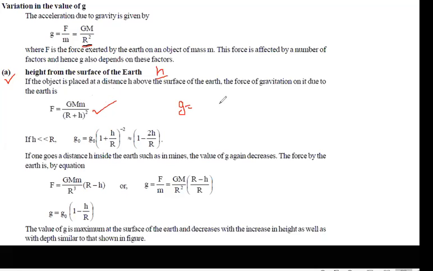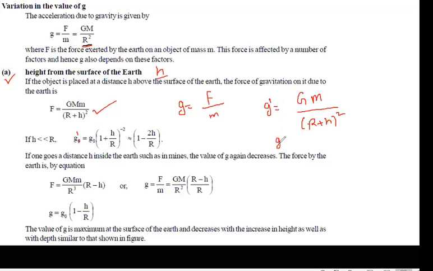And g will be F by small m, where capital M is the mass of the Earth. I will consider this as g naught, and this as g dash. So g dash is equal to G M divided by (R plus h) whole square. Anyone have any issue in this?